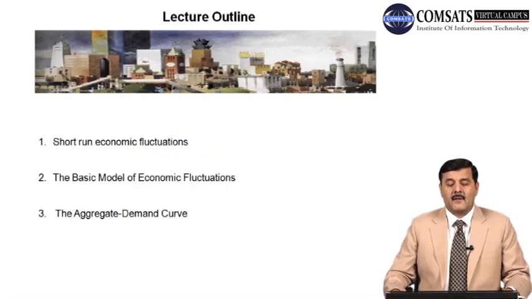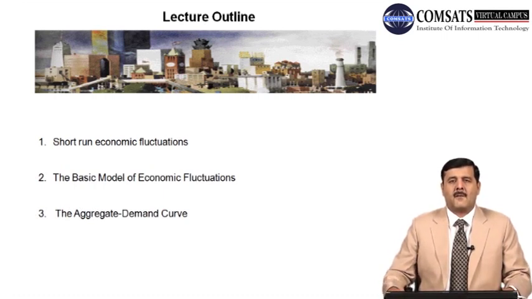The outline of today's lecture: first of all, we'll talk about the short-run fluctuations, what kind of fluctuations we can observe in an economy during the short run around its long-term trend. Then we'll talk about the basic model which economists use to describe these short-run fluctuations, and at the end of the lecture we'll try to derive the aggregate demand curve of the economy. So this is the sequence of today's lecture.